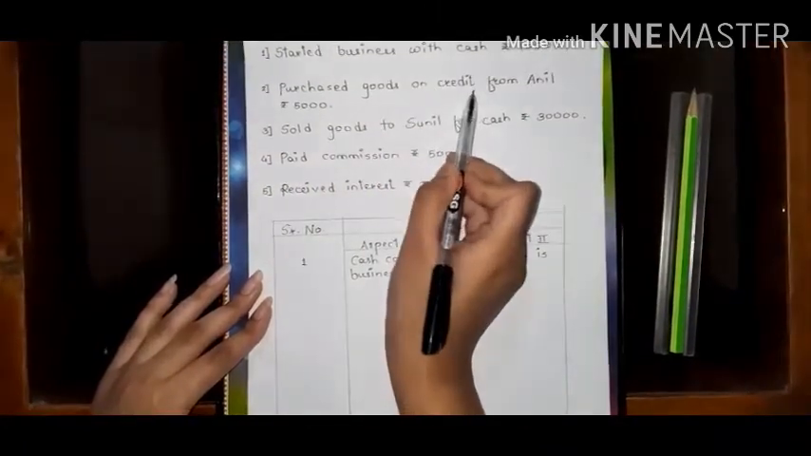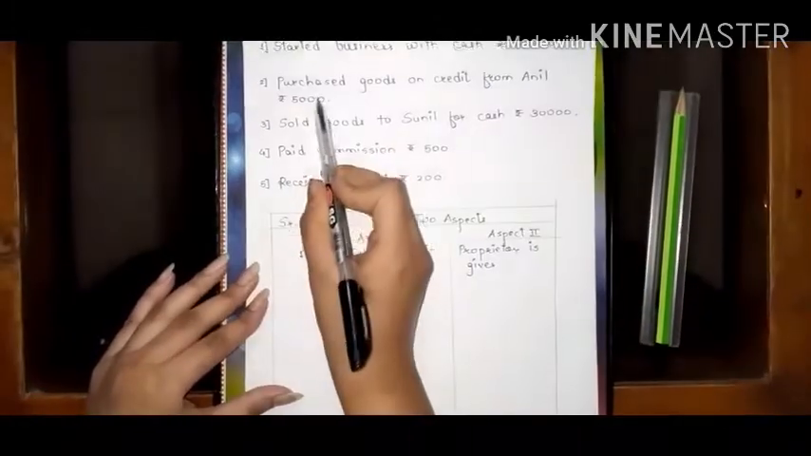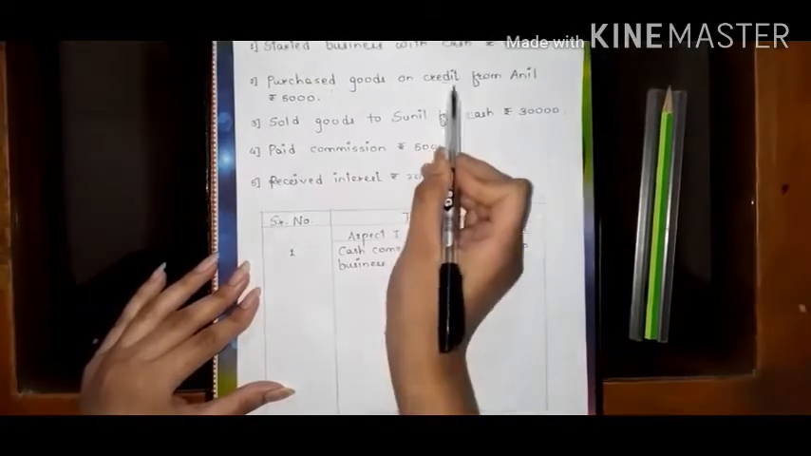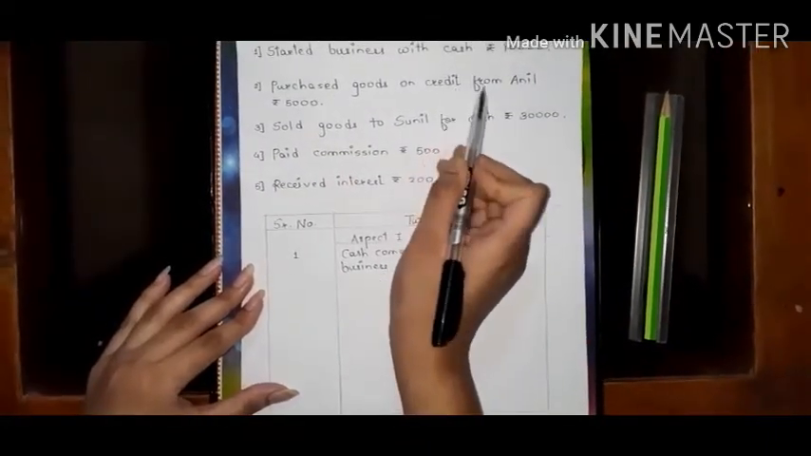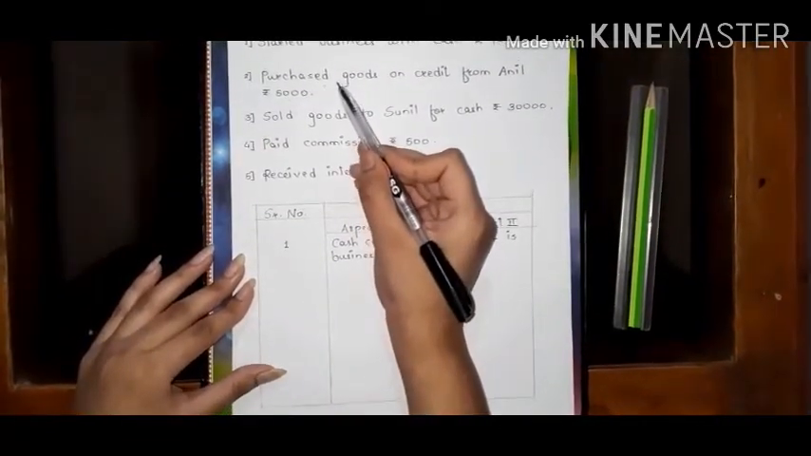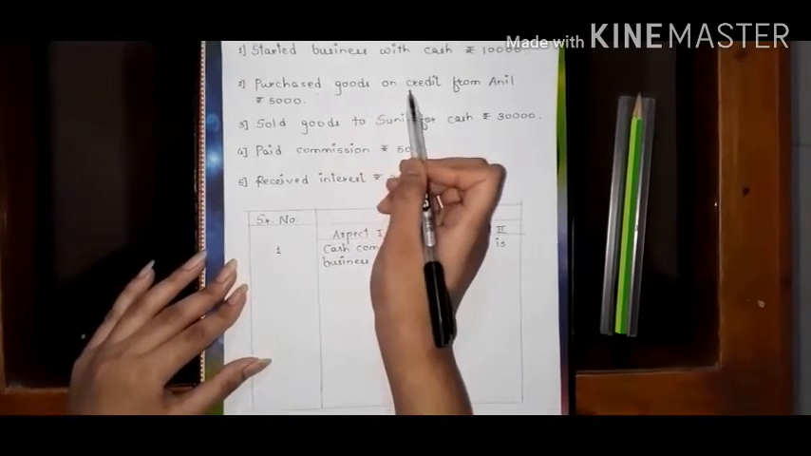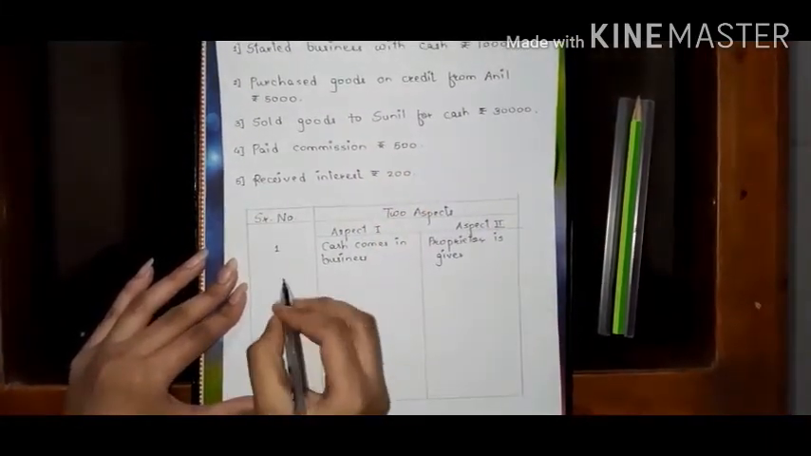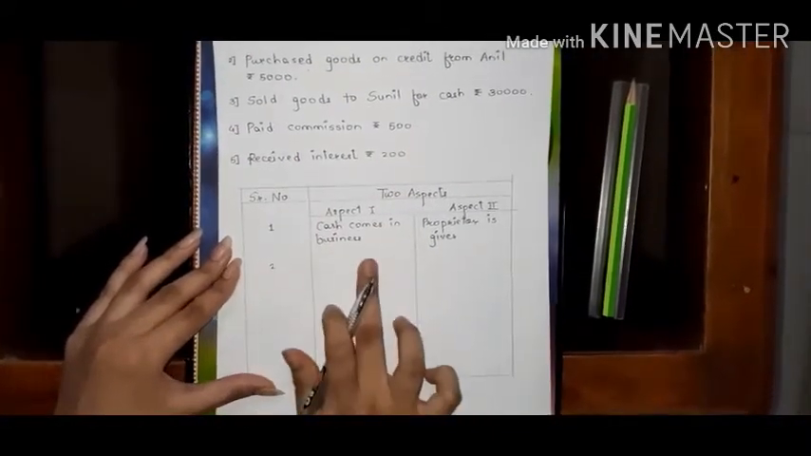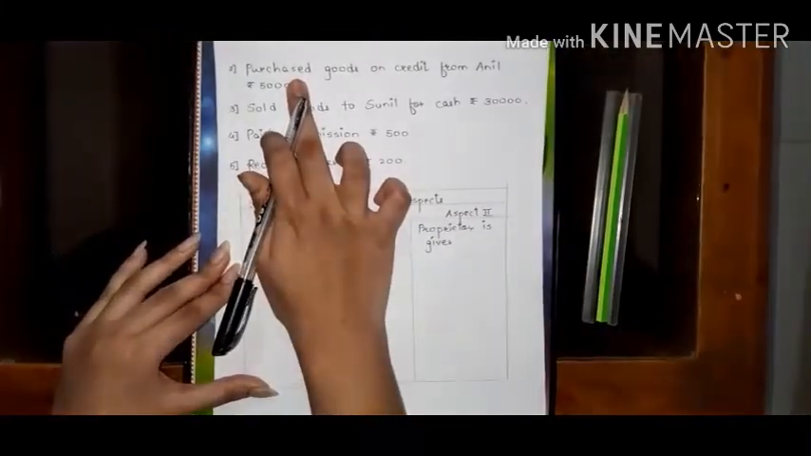Purchased goods on credit from Anil, rupees 5,000. Okay, now this is going to be our expense because we have purchased goods on credit. Credit means on loan from Anil, rupees 5,000. This is going to be our expense and it is in the form of a loan. That is, we have taken goods on loan from whom? Anil. So let's write down the aspect. Second transaction. What is the aspect? Purchased goods. Now purchased means it is our expenditure.